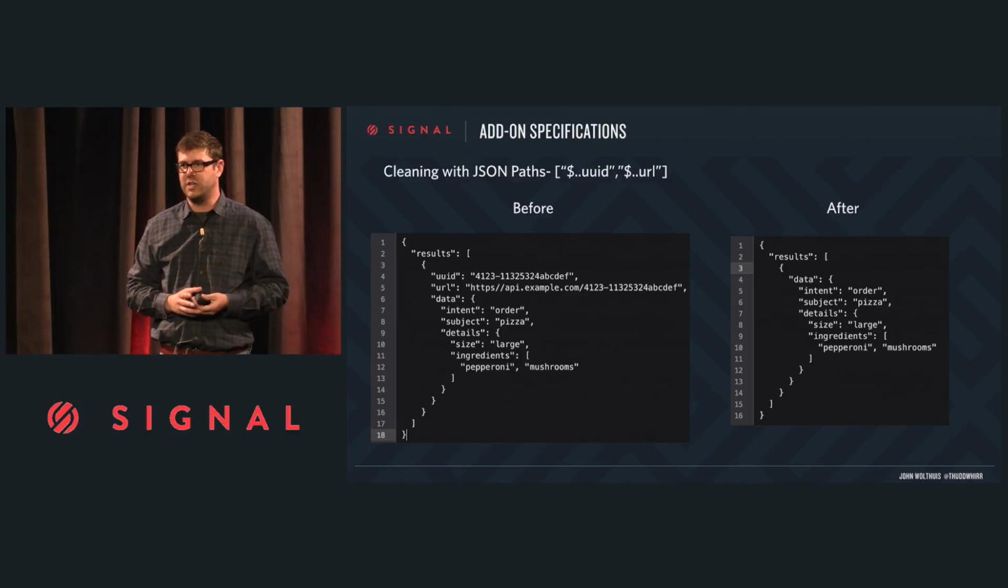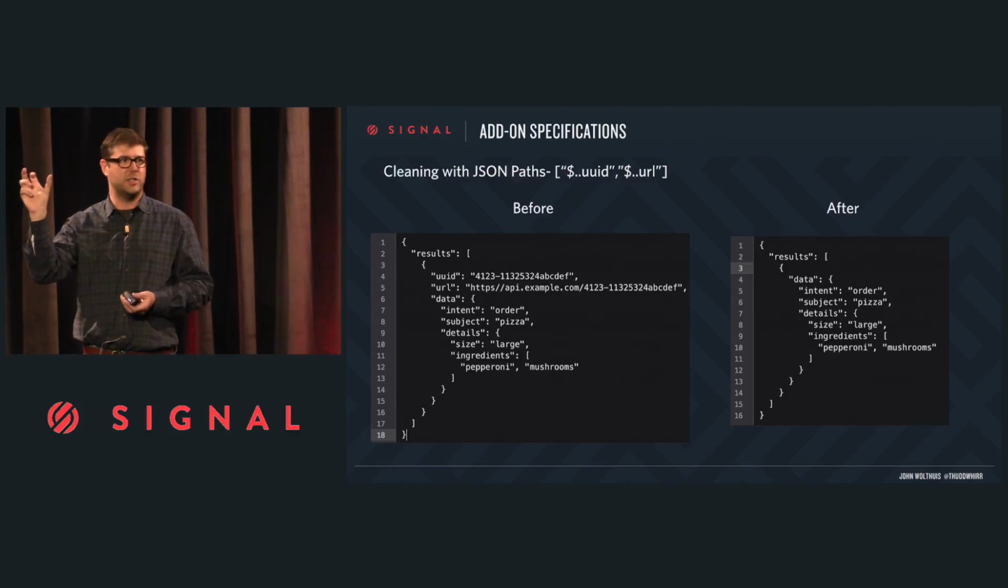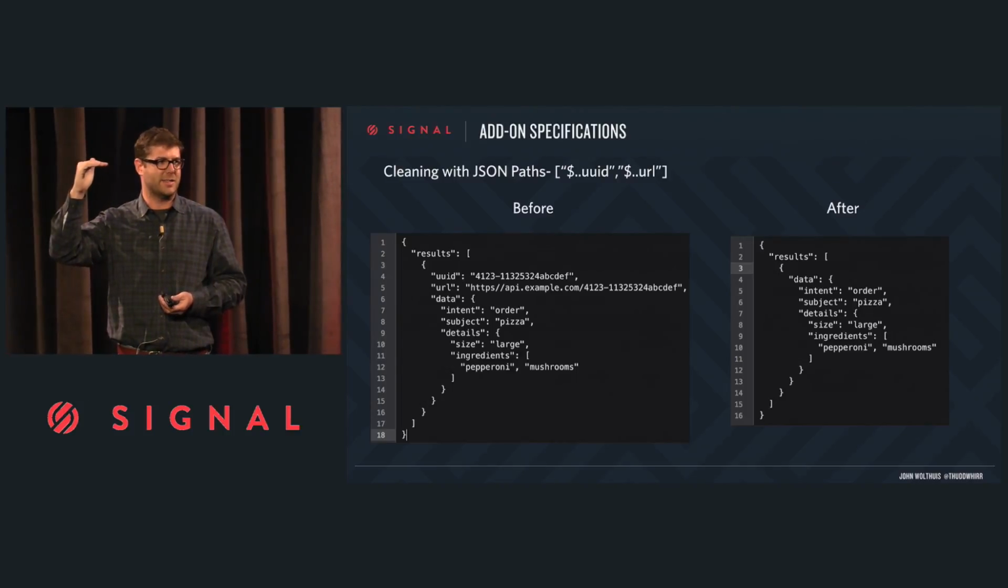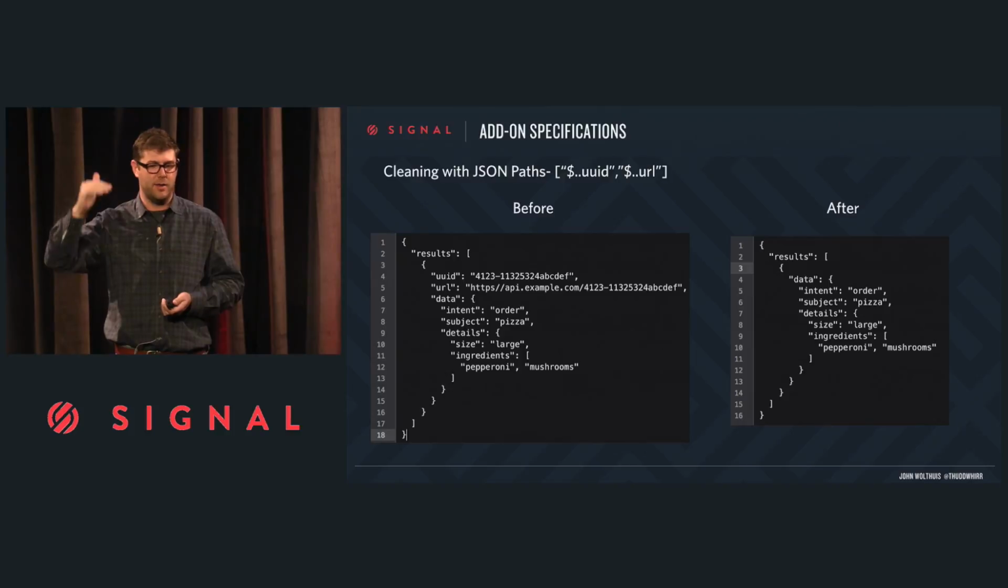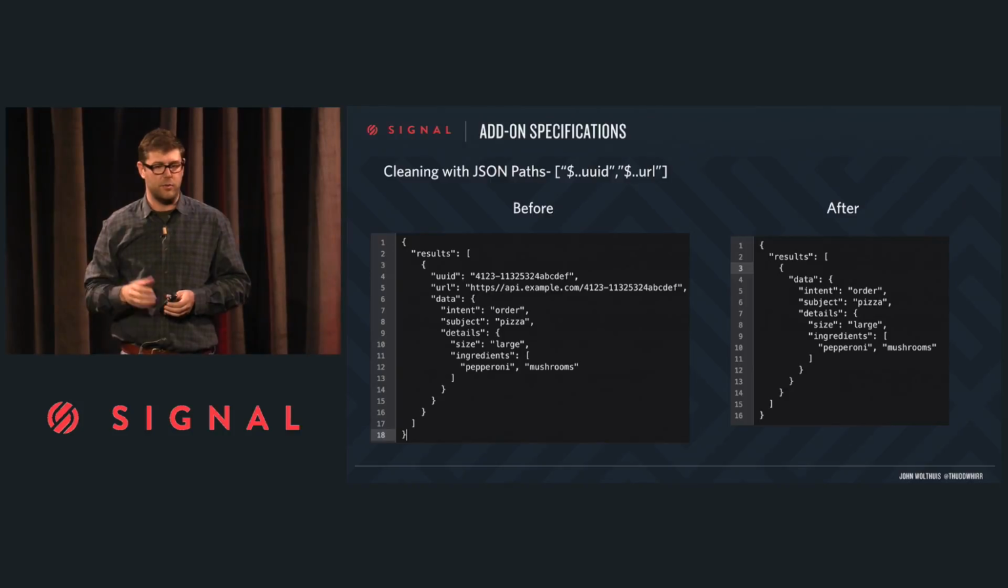This is using a technology called JSON path, which is very much like XML path. It's just a pattern matching string where we can go through and say anything that matches this pattern, please excise from the response before we pass it back. In this case, we're taking the UUID and the URL fields out of the return payload from the vendor and handing that off to the developer in a cleaned fashion.